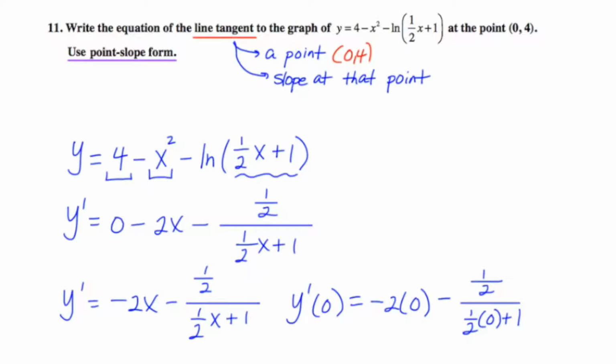Now when you multiply something by 0, it essentially goes away, so this is going to go away and this is going to go away. So in the end, what I'm really left with is that the derivative at the point x equals 0 is simply going to be negative 1/2. So now I have the slope at the point, and it's going to be negative 1/2, and I can finish the question using point slope form. So it's going to be y minus 4 equals negative 1/2 x minus 0.